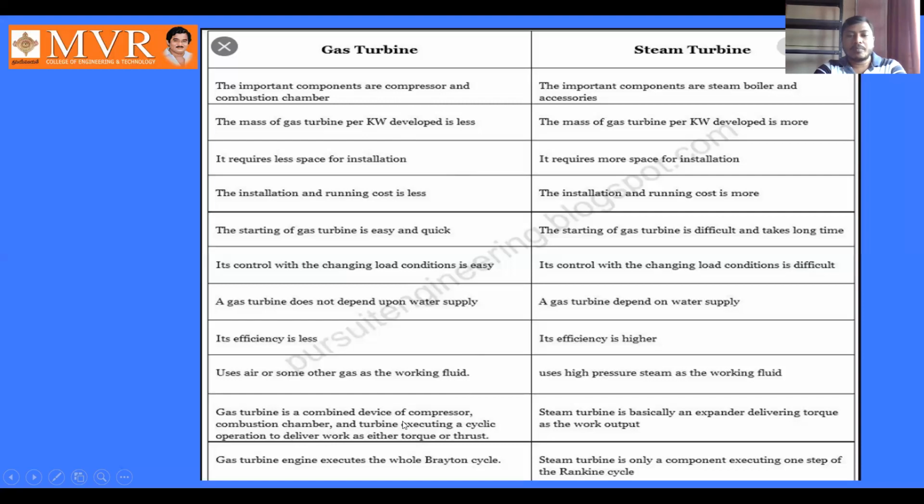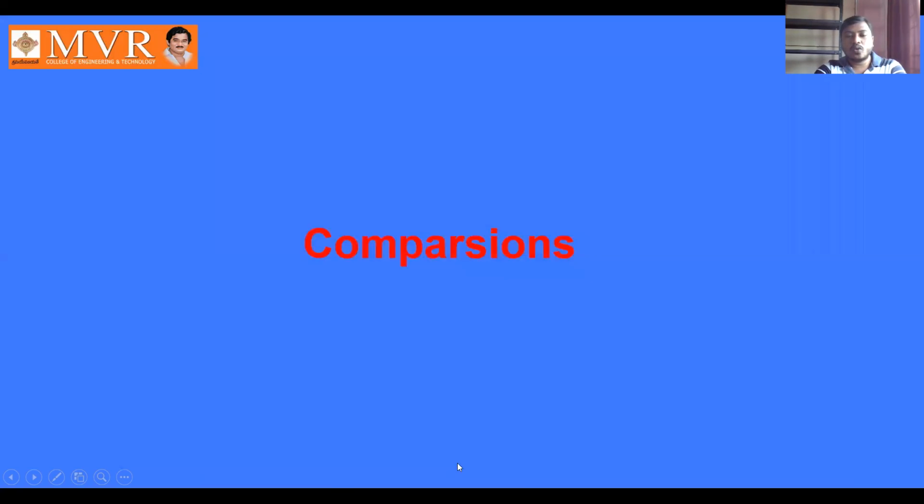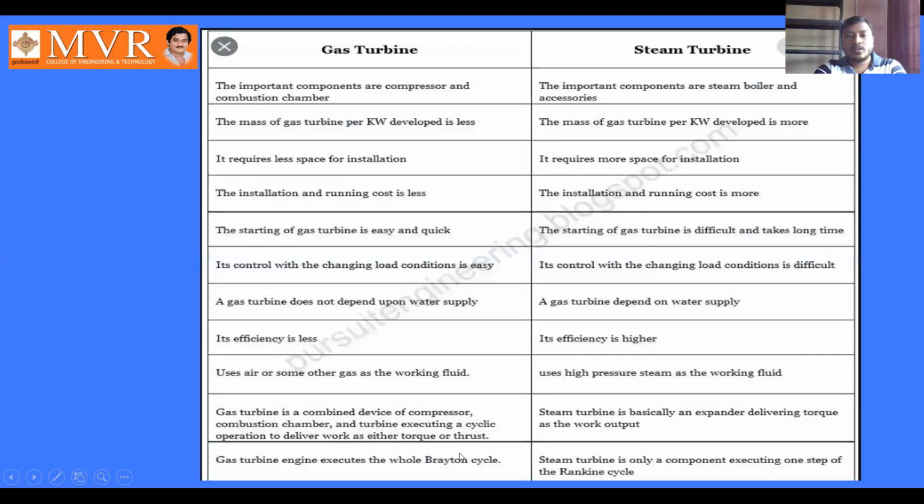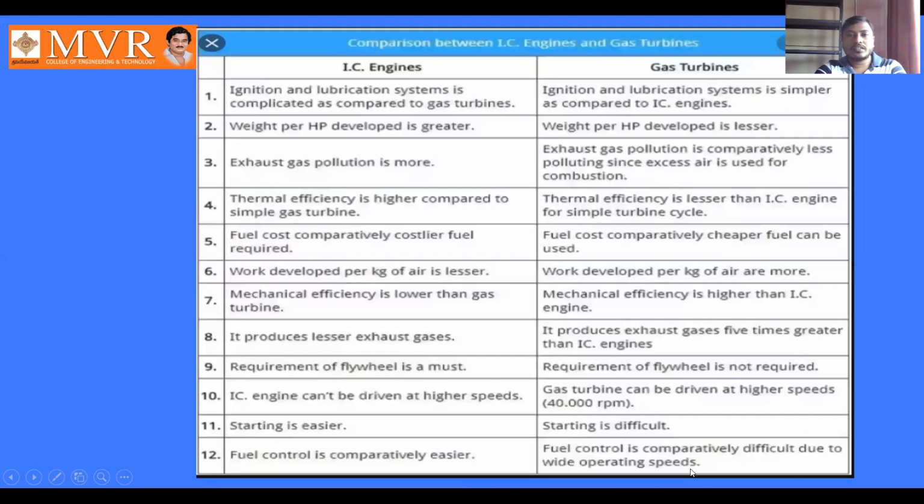A gas turbine is a combined device of compressor, combustion chamber, and turbine executing a cyclic operation to deliver work as either torque or thrust. A steam turbine is basically an expander delivering torque as the work output. A gas turbine engine executes the whole Brayton cycle. A steam turbine is only a component executing one step of the Rankine cycle.